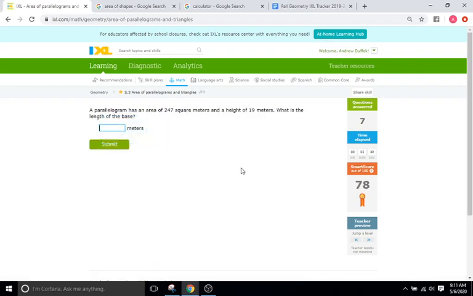Okay, so just like the other two IXLs, once you get to the higher level, they start to give you problems where they give you the area and you have to find one of the missing sides or lengths. So they give you an area of this parallelogram as 247, and they give you the height of the parallelogram as 19 meters. So it's asking you to find the length of the base. So it's just working backwards. So what times 19 is 247? Okay, another way to think about that is what is 247 divided by 19?